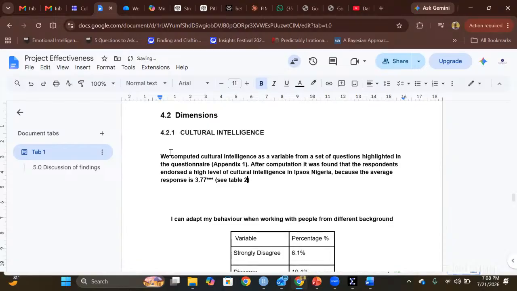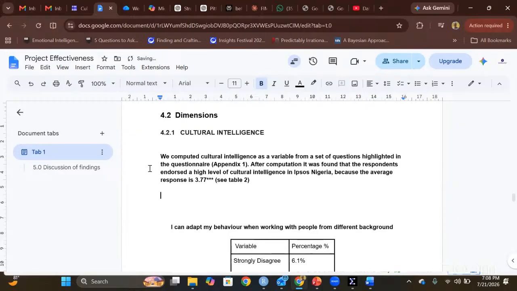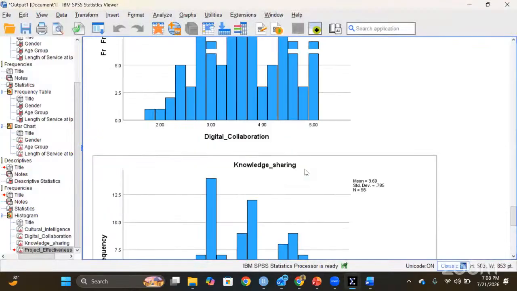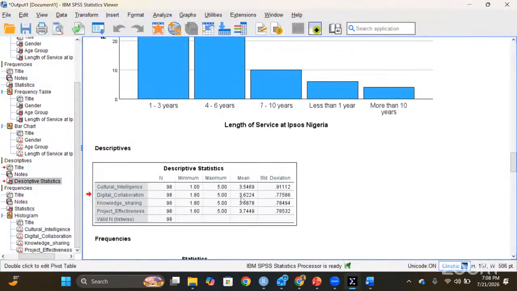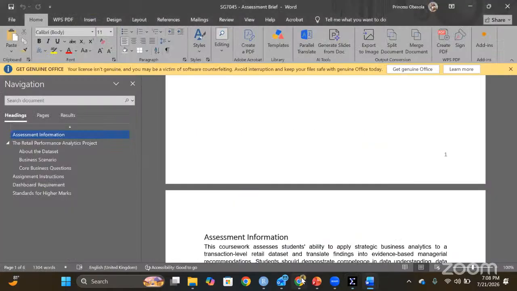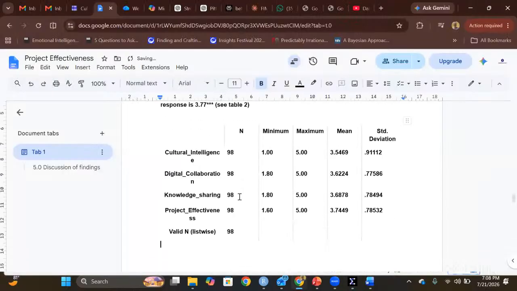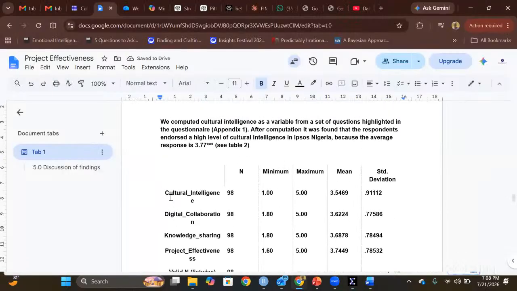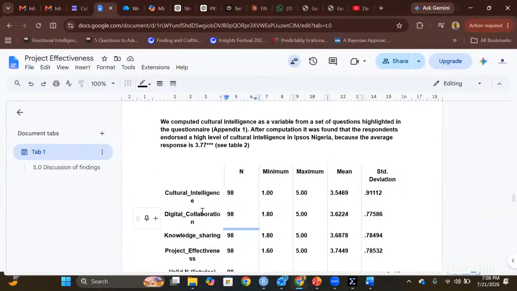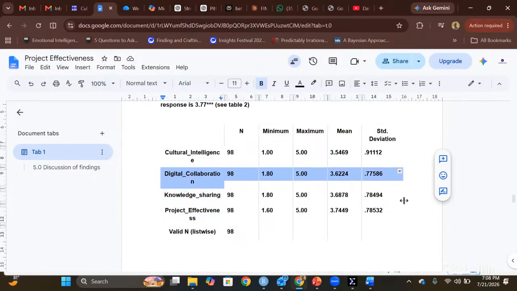I think this was table 2 because table 1 is up. So then what you do is pick this table that we have got here, Control C, come here and paste it. But we don't need everything. You are only going for cultural intelligence, so you're going to delete every other one because you don't need them.